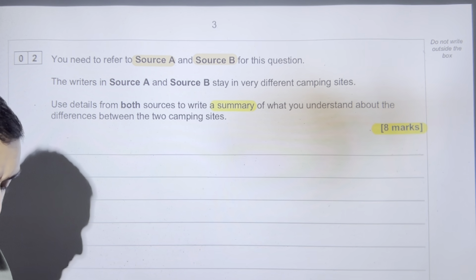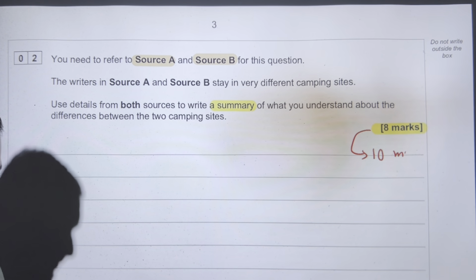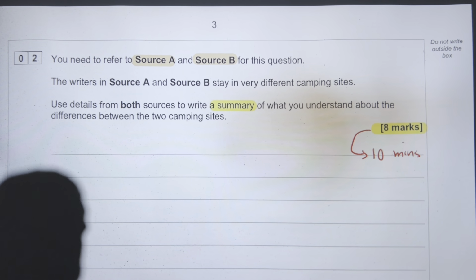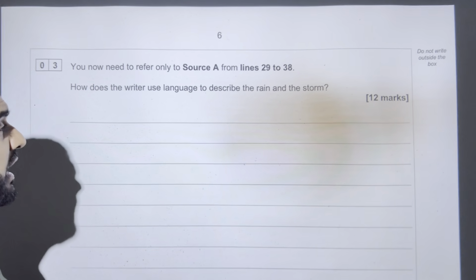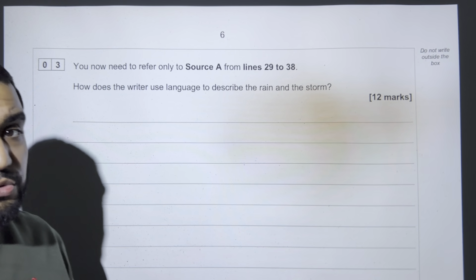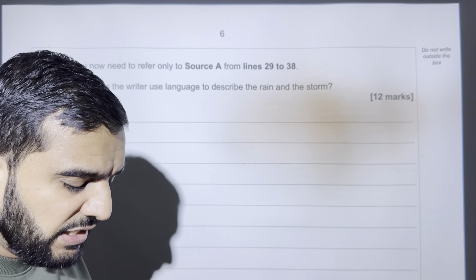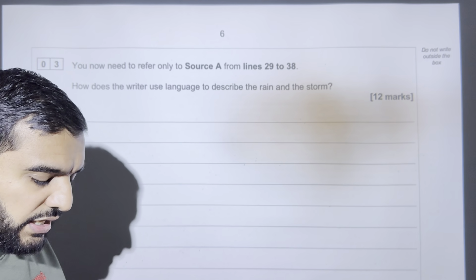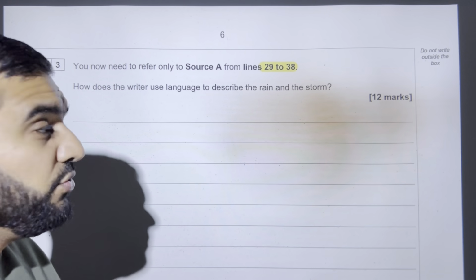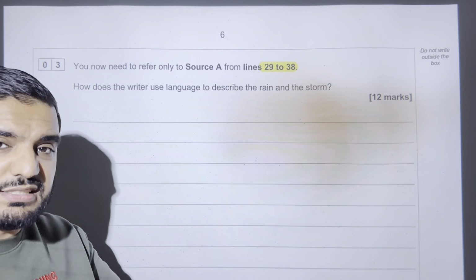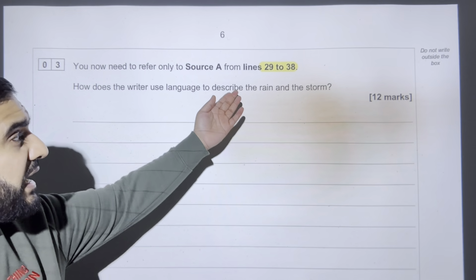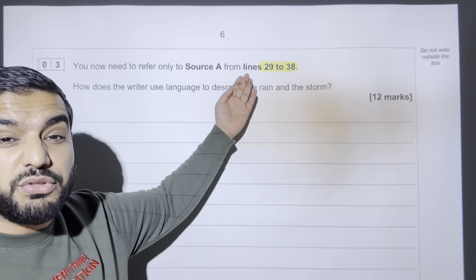For 8 marks, we are doing 2 paragraphs and we are spending 10 minutes on this particular question. That is question number 2 done. Then, guys, you move on to question number 3. And question number 3 can bounce between source A and source B, and it gives you a paragraph to refer to, normally like the second half of the extract, like lines 29 to 38.